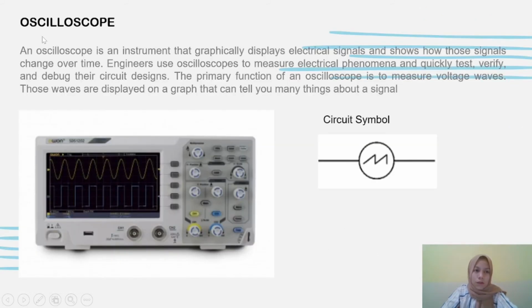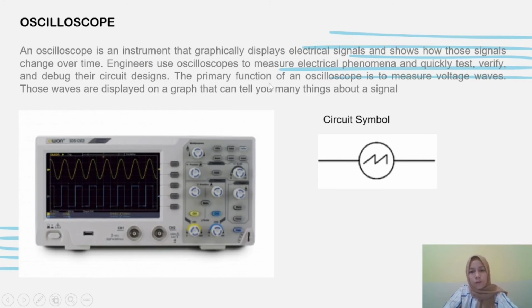The fifth is the oscilloscope. An oscilloscope is an instrument that graphically displays electrical signals and shows how those signals change over time. Engineers use the oscilloscope to measure electrical phenomena and quickly test, verify, and debug their circuit designs.